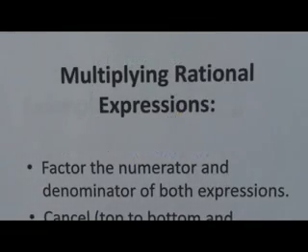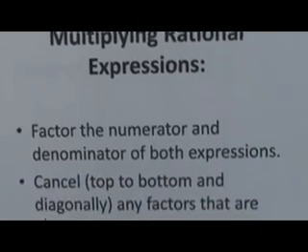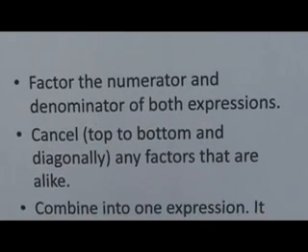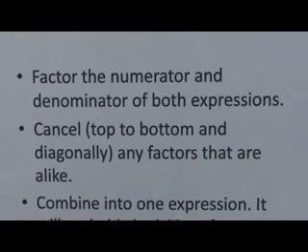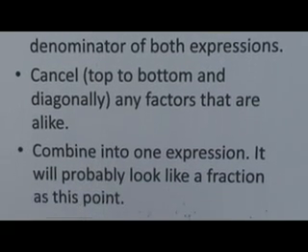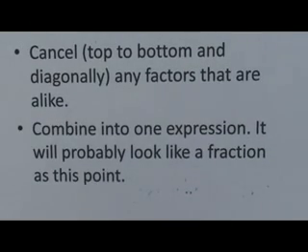Alright, multiplying rational expressions. Now to multiply, we're really going to have to simplify as well. So the first step always in these rational expressions, when you're simplifying, multiplying, dividing, is factor, factor, factor. Factor the numerator, remember that's the top, and the denominator of both expressions. Then we're going to cancel again, just like we did with simplifying. Cancel top to bottom, and this time we can cancel diagonally any factors that are alike. When we get through canceling, we'll combine all that's left into one expression. It should still probably look like a fraction at this point. Sometimes we cancel and it doesn't look like a fraction anymore, but most of the time it will.